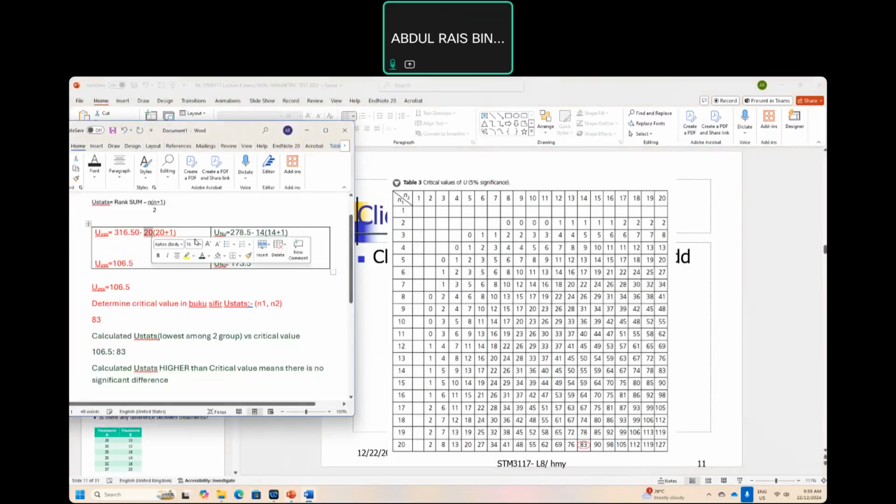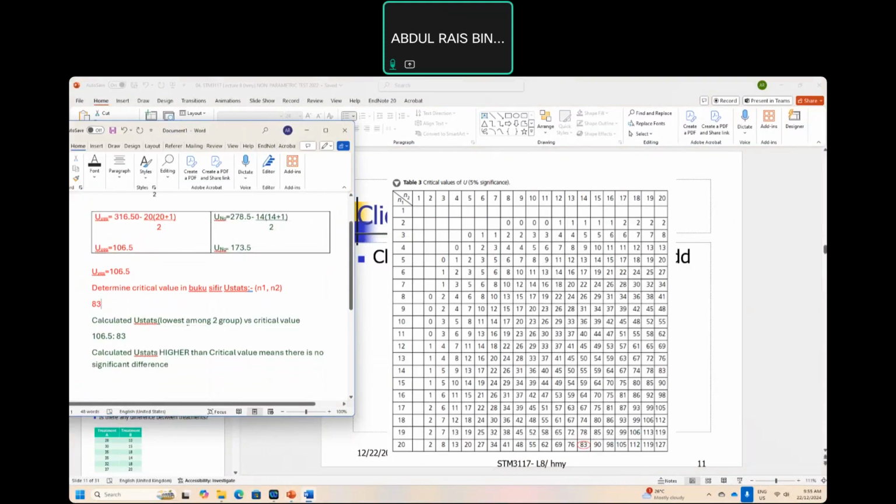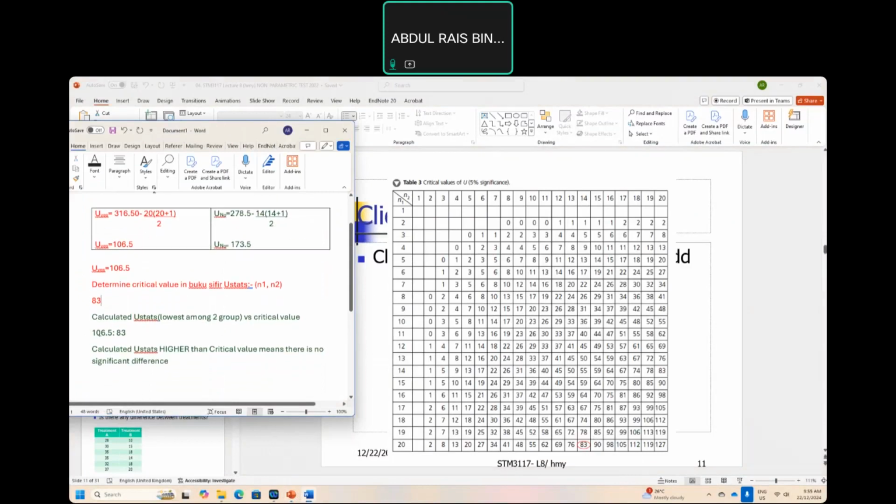The value of N1 and also the value of N2, we get the value here. Alright. Different from the t-test, if our calculated t statistic is higher than the critical value, we conclude that there is a significant difference. Mann-Whitney U is the reverse. Okay, if our critical value is higher, it means there is no significant difference. This is the major difference between the t-test and the Mann-Whitney U.